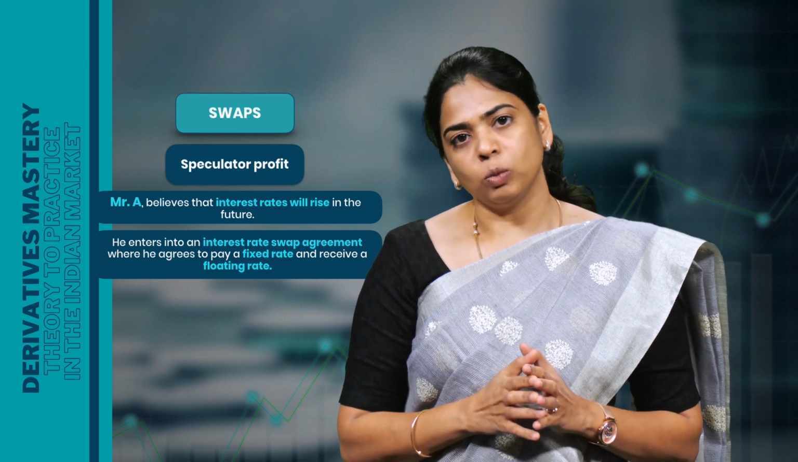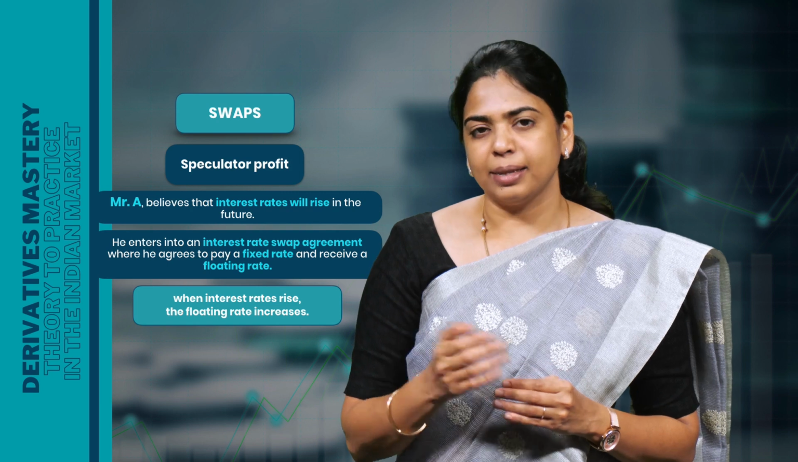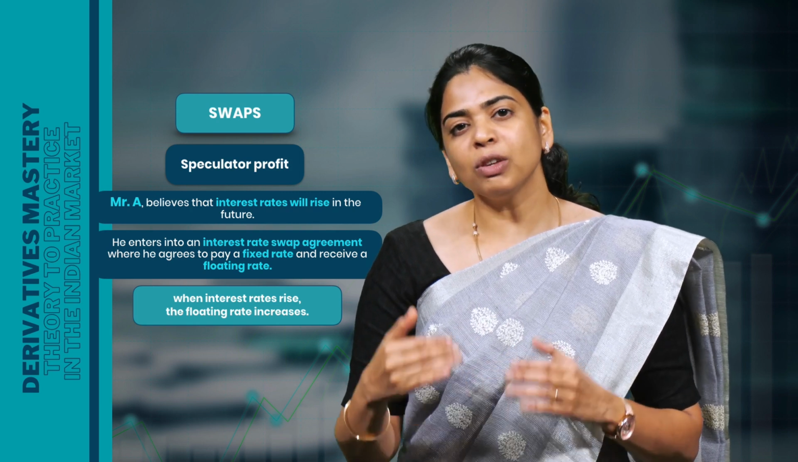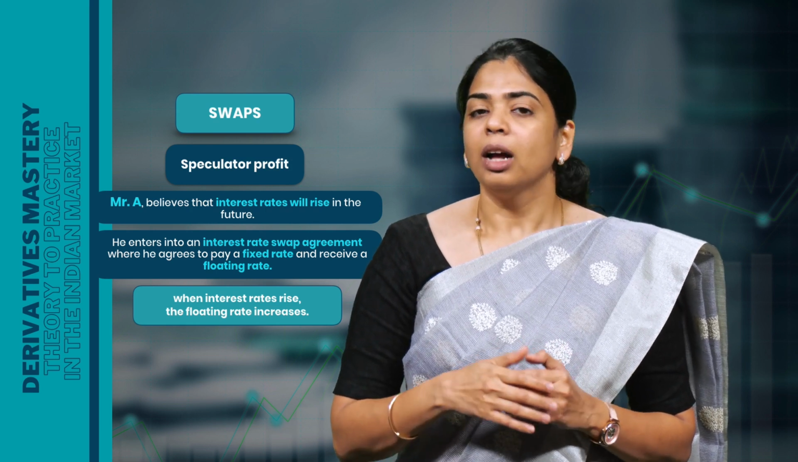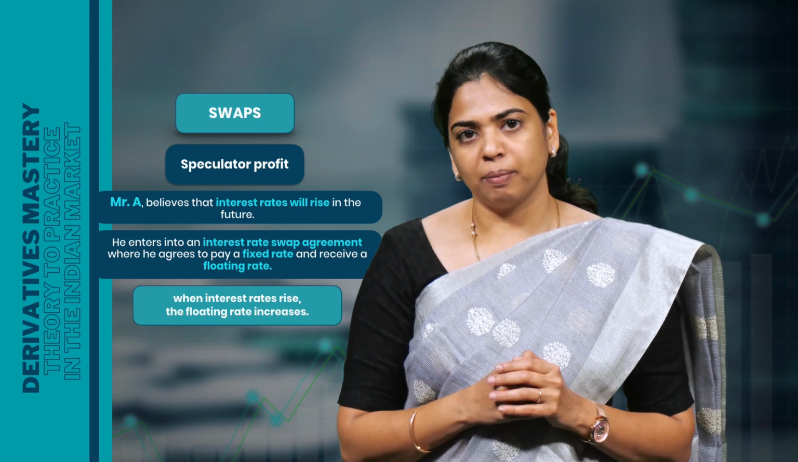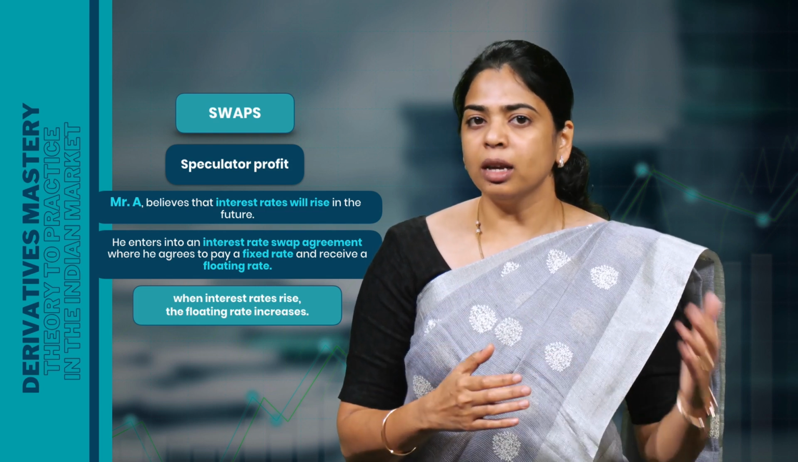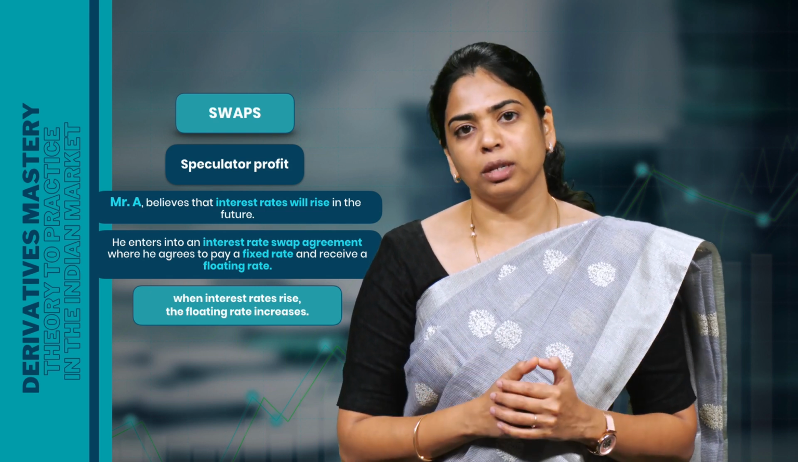So, here is why this works. When interest rates rise, the floating rate increases. Since Mr. A receives a floating rate, his payments from the swap also increase. At the same time, his obligation to pay the fixed rate stays constant. So the difference between the higher floating rate he receives and the fixed rate he pays results in a profit.